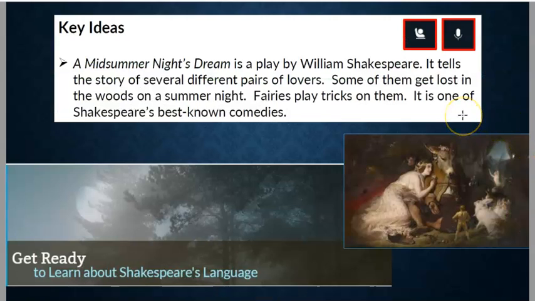So our key ideas: A Midsummer Night's Dream is a play by William Shakespeare. It tells the story of several different pairs of lovers. Some of them get lost in the woods on a summer night. Fairies play tricks on them. It is one of Shakespeare's best-known comedies. So get ready to learn about Shakespeare's language.